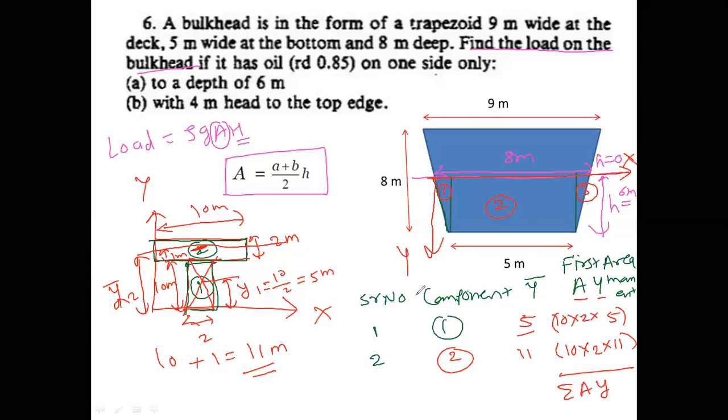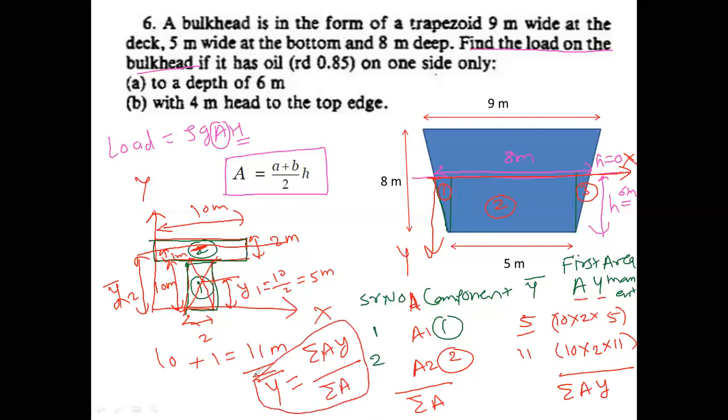You have to create one more column, I forgot here, the area column. The area of component 1 I will call A1, and the area of component 2 is A2. The summation of A is the algebraic summation of both components. To find the centroid of the total T-section, the formula is y bar equals summation of AY divided by summation of A. In this way, you can find the centroid of the total T-section. All of you, please remember this formula.